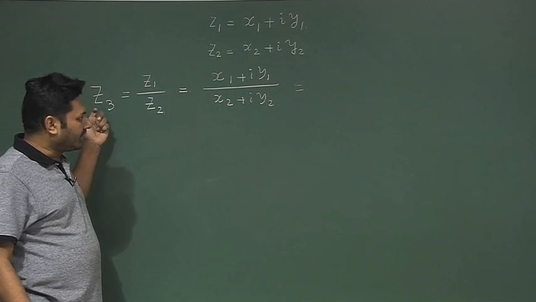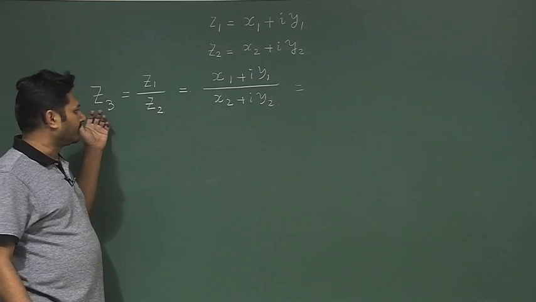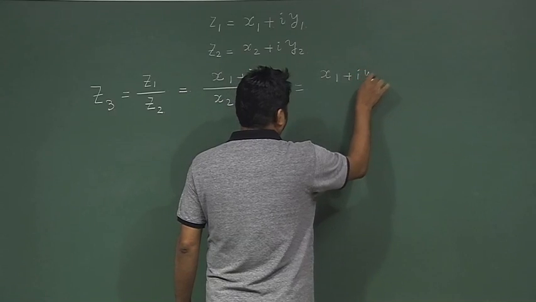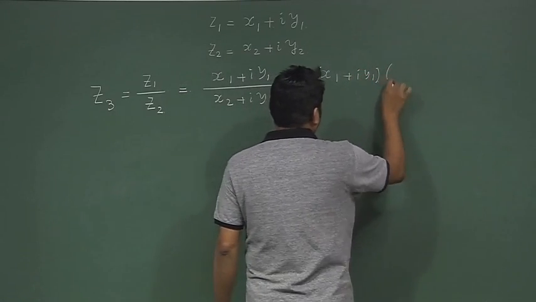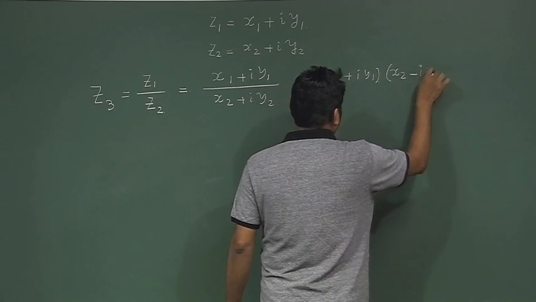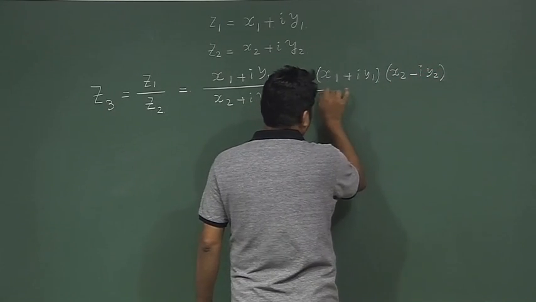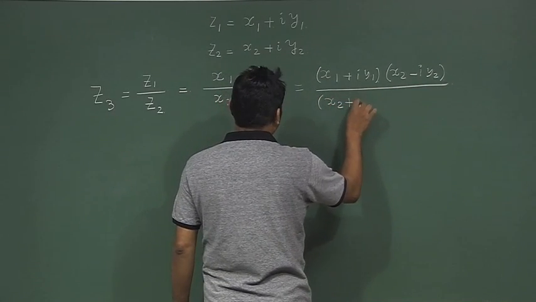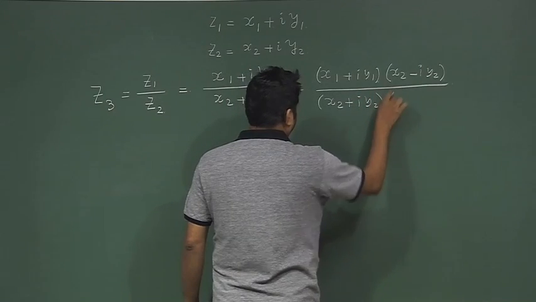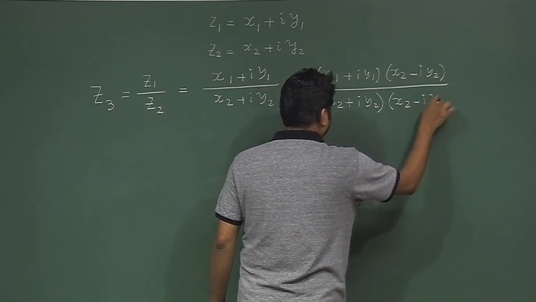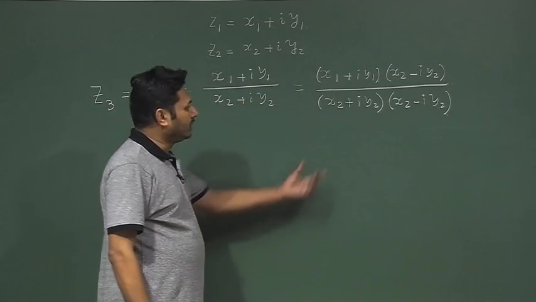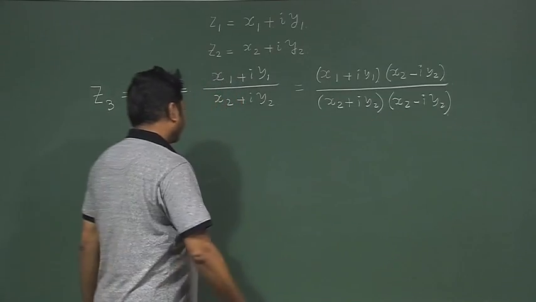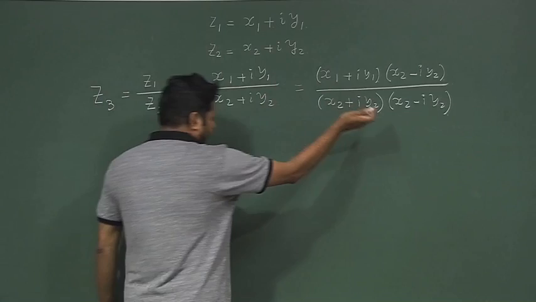Now, we need to find out what the relationship is for this. So, it is x1 plus i y1 multiplied by x2 minus i y2, divided by x2 plus i y2 and x2 minus i y2. Here we are doing something quite interesting, though it is quite simple. Before calculating this, let me do these things.